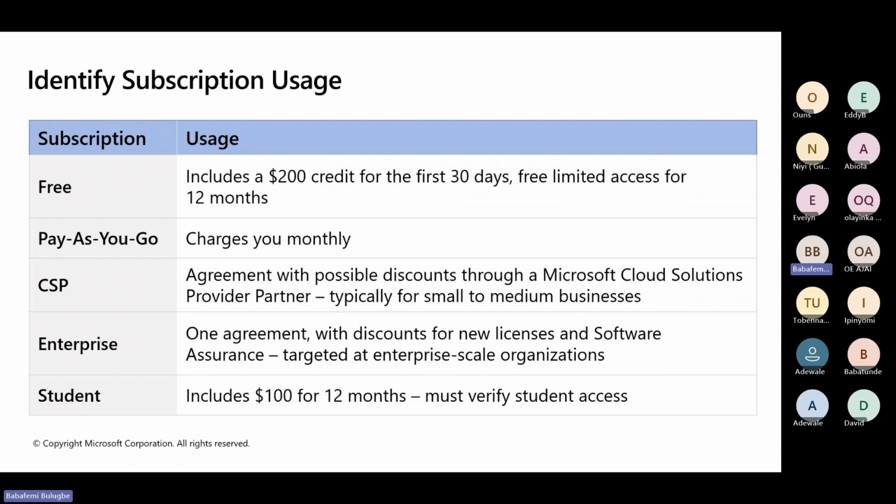Then we have the enterprise. This is targeted at large scale organizations. And the last one is the student subscription, and this will give you $100 for 12 months. But you need to verify that you are a student. That's why I said, for the people that have completed, I'm so sorry, you will not be able to make use of this. However, for current students, you can still take this.